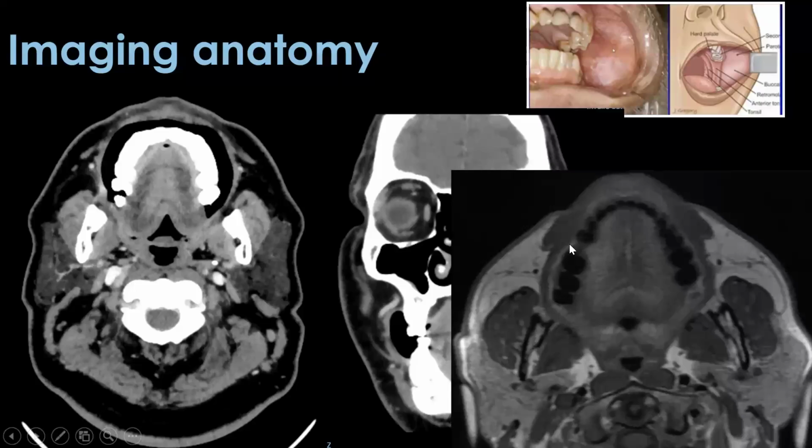Again, the buccinator muscle. So the buccal mucosa is here. This is the buccinator muscle. We can see it communicating with the superior constrictor muscle through the RMT, retromolar trigone. We'll see this anatomy better next.